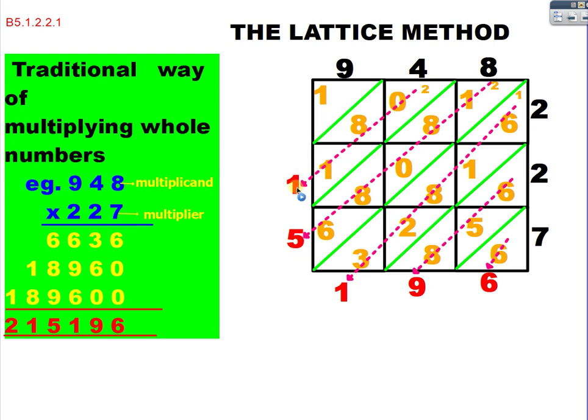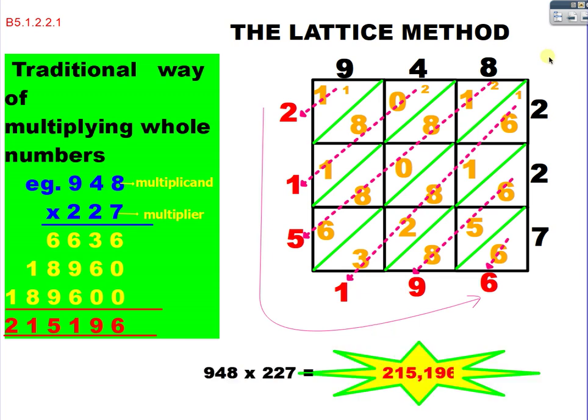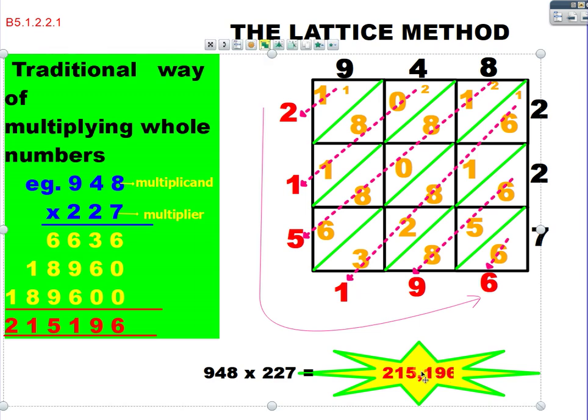So we have our 1 placed here, and then 1 plus 1 gives you what? 2. So finally, we are reading our answer from top to the down, and then from left to right. So let's see. Now finally, it means that using the lattice method, 948 times 227 gives you 215,196. The 6 is running away, right? Don't worry, you know that it's 6.